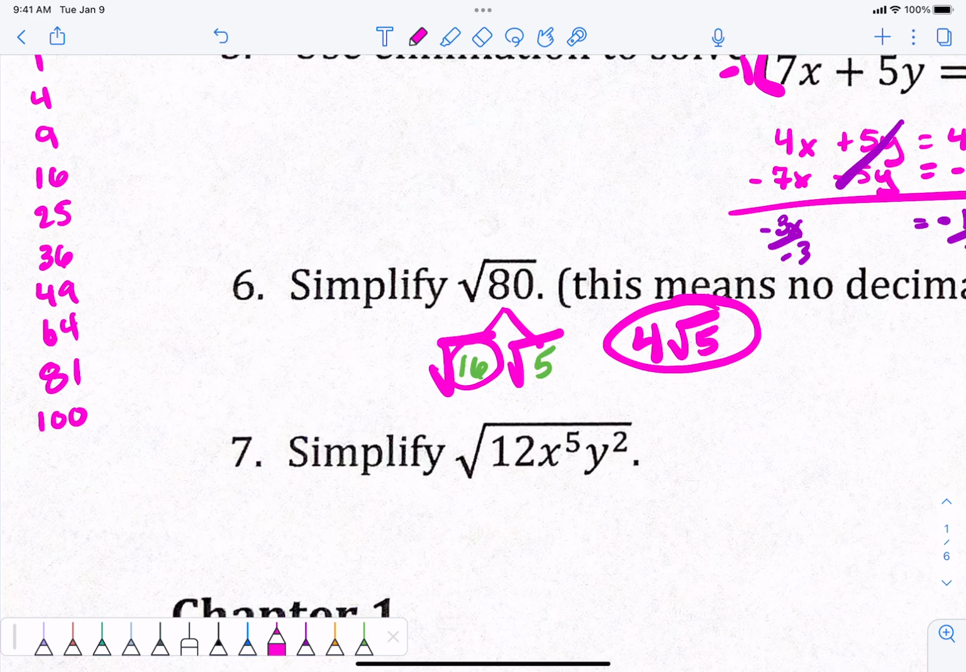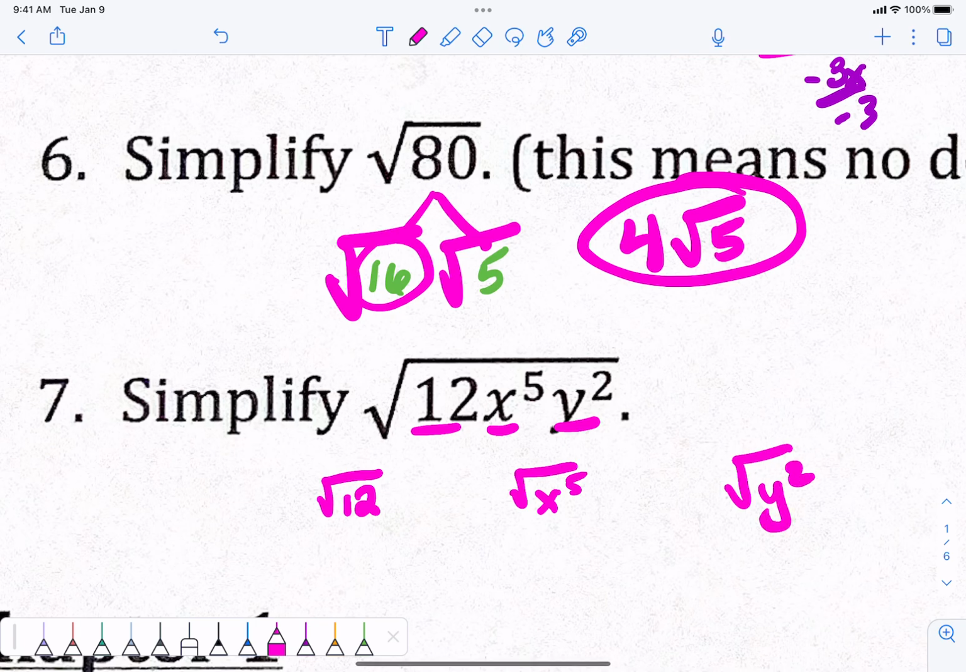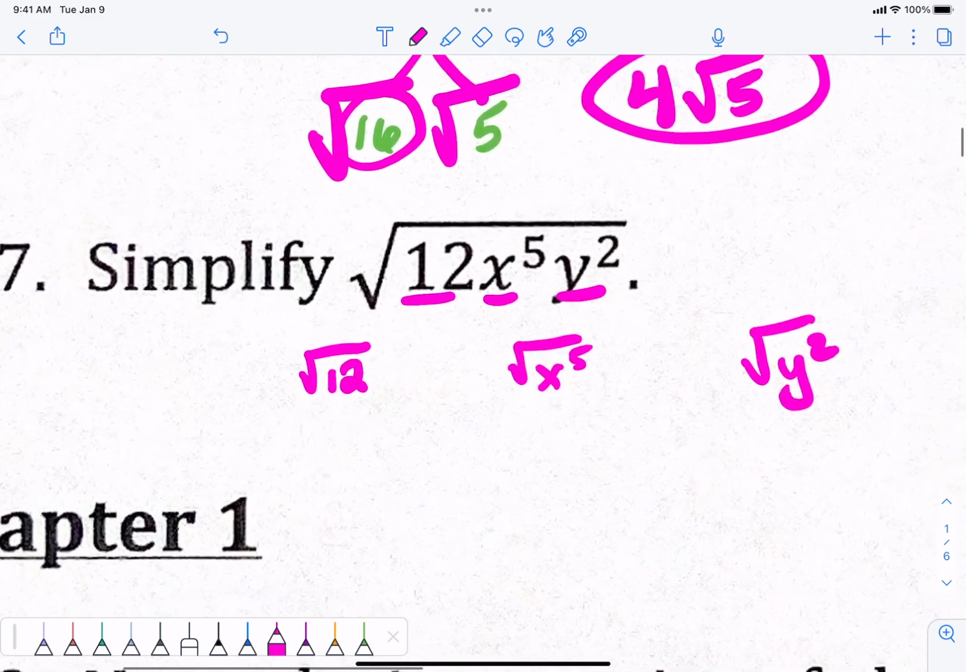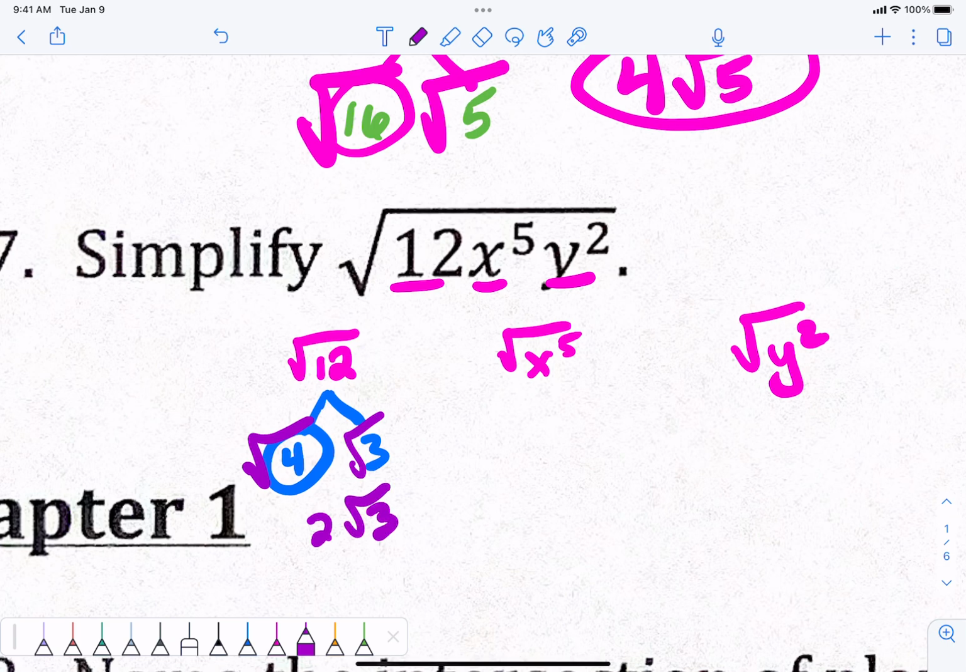Okay? Then we have 7 where we have x's and y's and all that good stuff. So we have 3 pieces in there, a number, an x, and a y, and we're going to break them down and do them individually. So the square root of 12 over here, the square root of x to the 5th over here, the square root of y to the 2nd over here. All right, let's get some practice doing the 12. So 12 is 3 and 4. I'm going to put 4 in the bubble. And the square root of 4 is 2, and the square root of 3 just stays the square root of 3. We're going to solve them all out, and then we'll put them all back together.